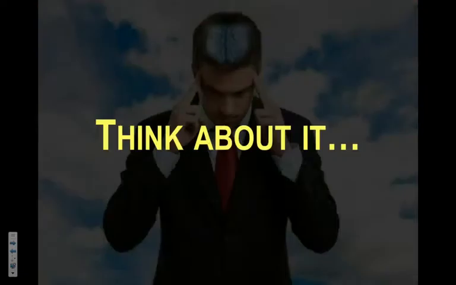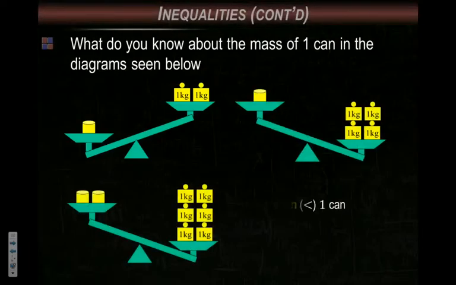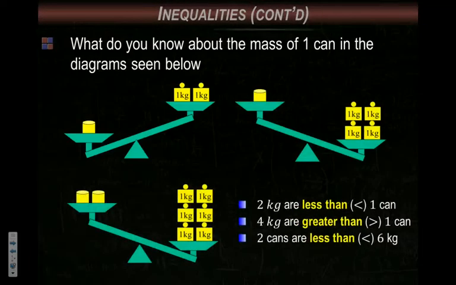Okay. So here's the concept to think about. What do we know about the can in these 4 diagrams? If this is a scale and these are kilograms, we know from the first one that 2 kilograms are less than the can. So whatever's in the can weighs more than 2 kilograms. What else do we know? Based on this diagram, 4 kilograms is heavier than the can, or greater than the can. And then the final one, we know 6 kilograms is greater than 2 cans. So this is that greater than, less than in action in the real world. If it was equal, the scale would be balanced. That would mean it would be equal. But we're dealing now with inequalities.